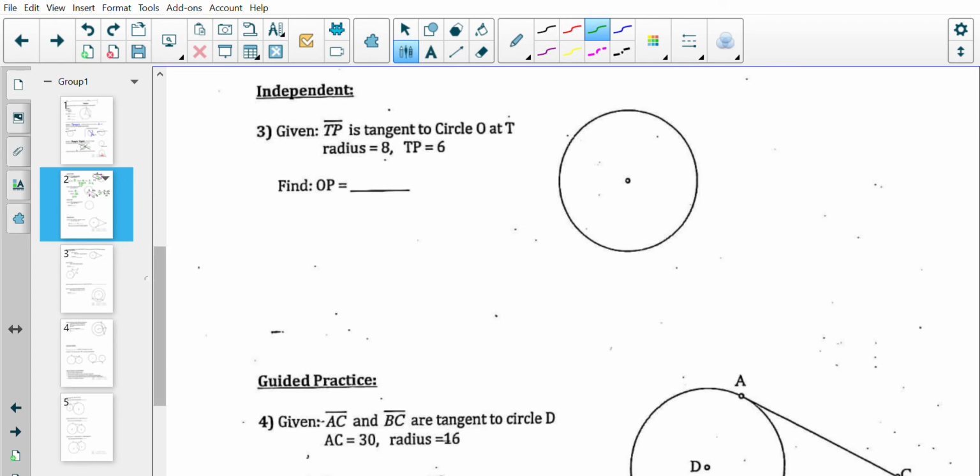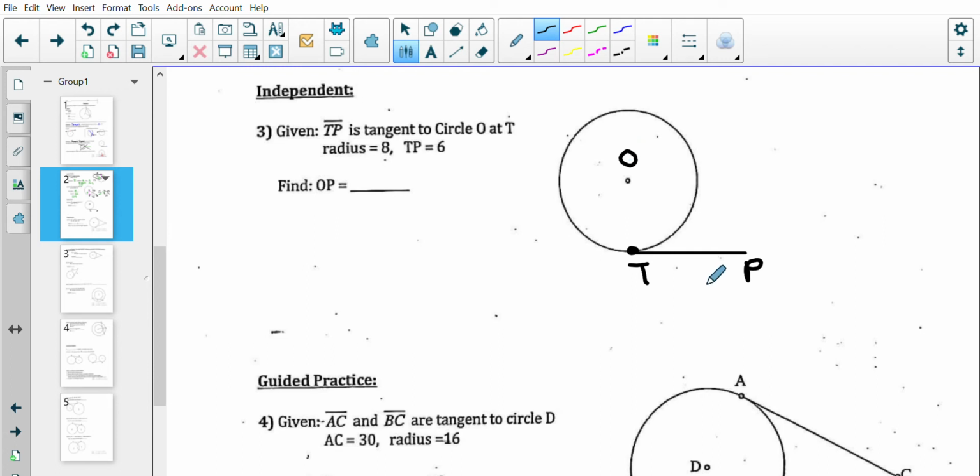Okay, you can go ahead, pause the video right now, do the independent practice. Once you're done, you can go through to see how it is done. So it says TP is tangent to the circle O at T, so I'm going to create segment TP. We're tangent at T, so it's going from T to P, and there's our circle O.